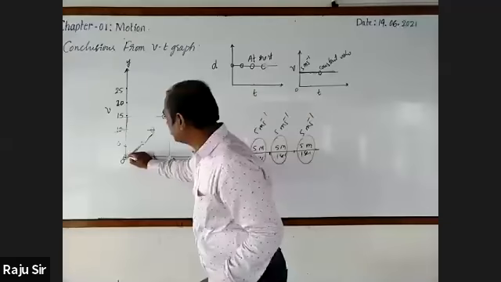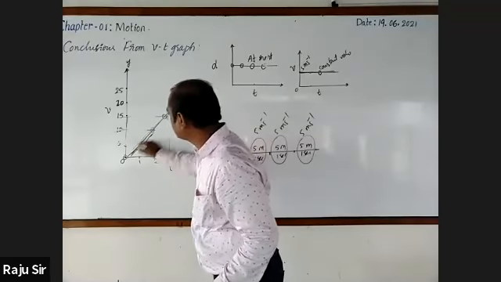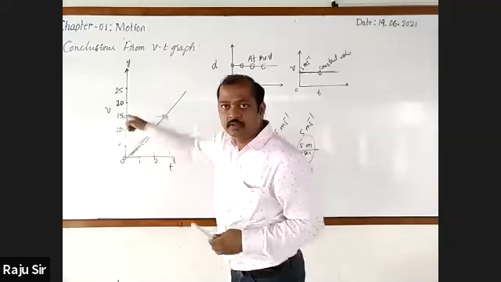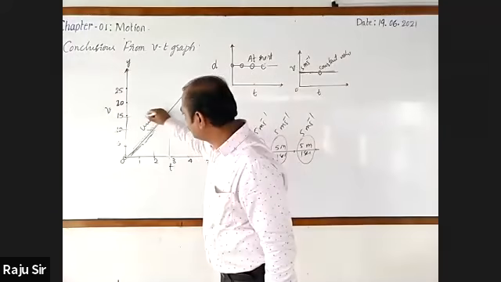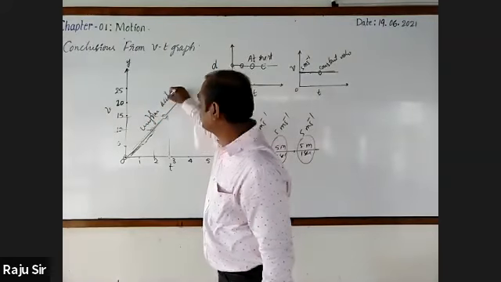Uniform acceleration. Observe the nature of the graph. What is the nature of the graph? A straight line. Look here. In a VT graph, if a straight line comes, it is uniform acceleration.